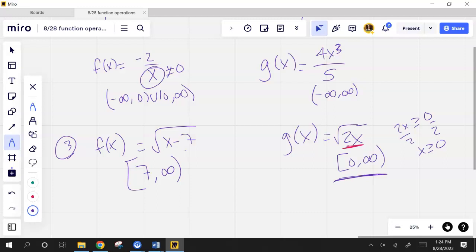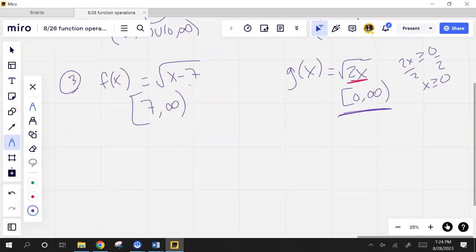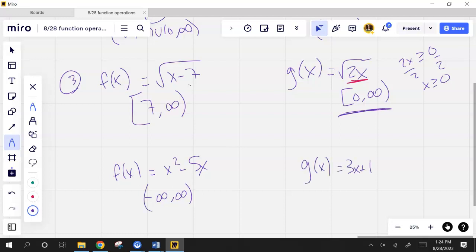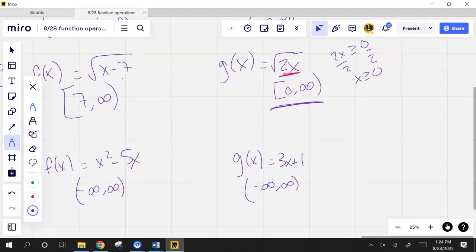Flip it over to the back. Number 4. f of x is a quadratic. What's the domain? What about g of x? How do you know there are no restrictions on those two? There's no radical and there's no fraction. How about h of x? Why are you leaving out 0? Fraction, the bottom can't be 0.